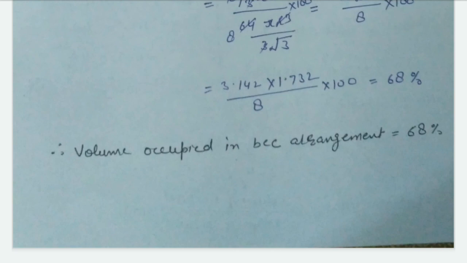That's clear. These are the packing efficiencies of simple and body centered cubic. In our next video, we will discuss the packing efficiency of FCC or CCP or HCP, and also the radius ratio of cation and anion. Right. Thank you.